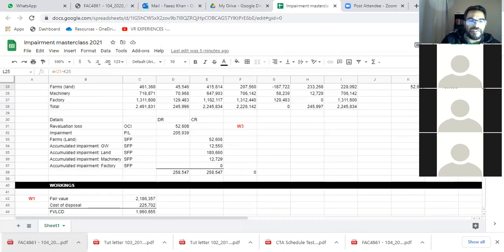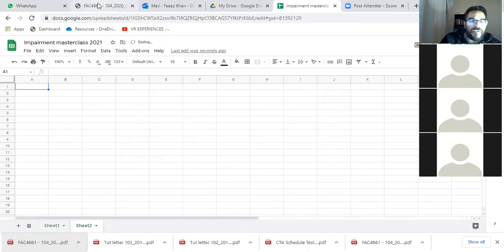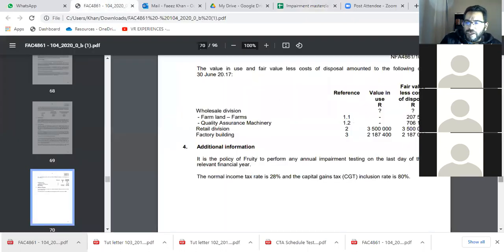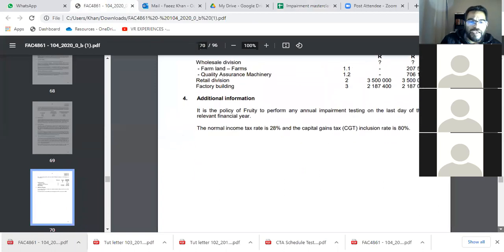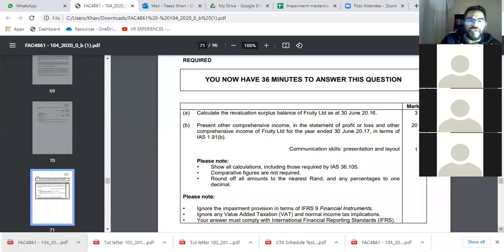Now I have a few more minutes. So I just quickly want to show you how the actual answer would have looked. The required said the following, part B: present other comprehensive income in the statement of profit or loss and other comprehensive income in terms of IAS 1, paragraph 91B. So IAS 1, paragraph 91B.